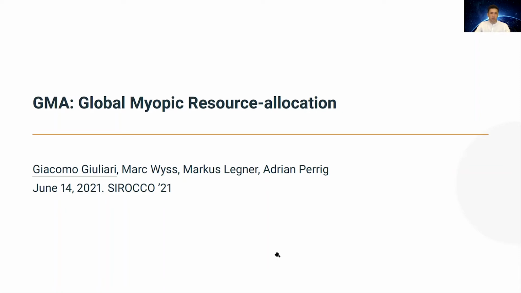My name is Giacomo, and I'm going to talk about the Global Myopic Allocation algorithm, or GMA. Together with my collaborators Mark, Marcus, and Adrian, we developed GMA as a theoretical solution to a very practical problem.